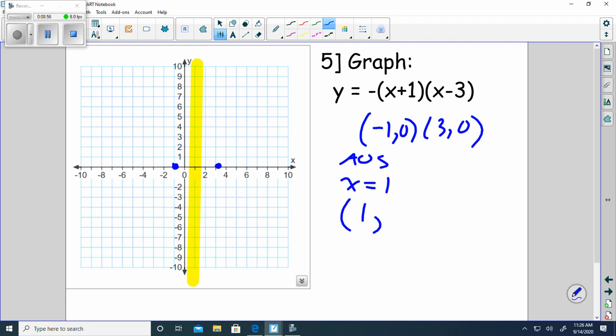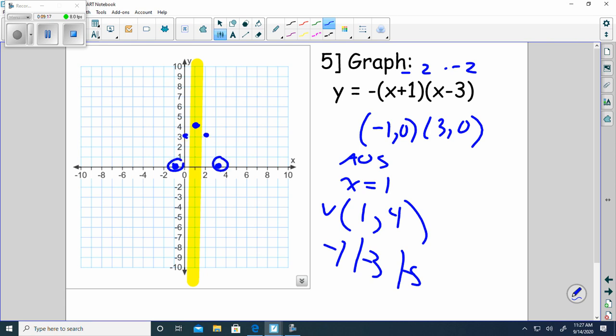So I'm going to plug 1 back in to get my vertex. So 1 plus 1 is 2. 1 minus 3 is negative 2. So negative 2 times negative 2 is 4. So I get 1 comma 4, which is here. And if I pattern graph, my pattern graph is 1, 3, 5, but with negatives. So right 1, down 1, left 1, down 1, right 1, down 3, left 1, down 3. So those all work. So we have just graphed it.